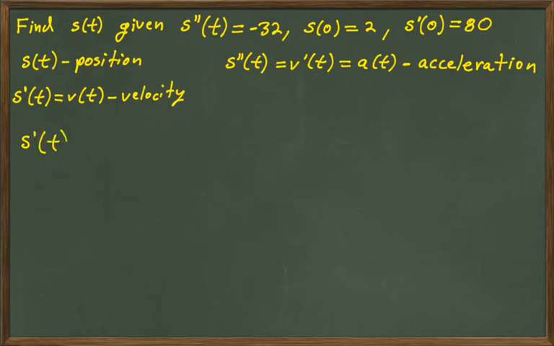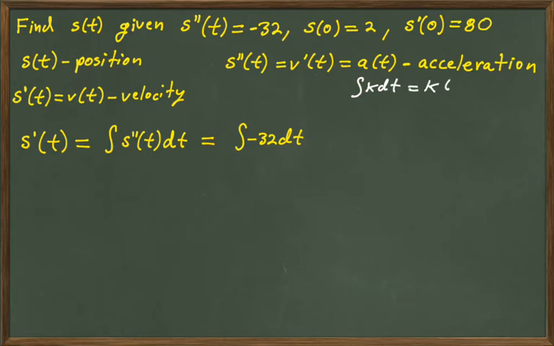Okay, so to find the velocity, we need to integrate the acceleration. So to find s prime of t, we need to find the antiderivative of s double prime of t, or integrate s double prime of t, which is negative 32 dt. The integral of a constant is that constant times t plus a constant of integration. So that's going to be negative 32t plus a constant of integration.